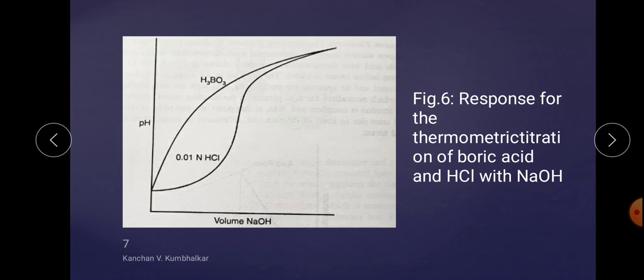However, one can also titrate thermometrically mixtures of a strong acid and a weak acid, and the resulting thermogram exhibits two inflection points. This is the weak acid, this is the strong acid versus the strong base. It gives the two inflection points. This is all about the neutralization titration by using thermometric titration.